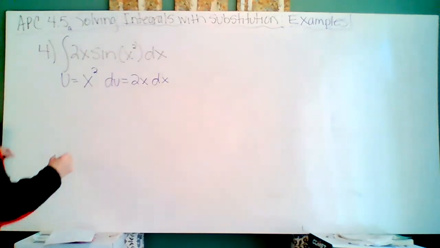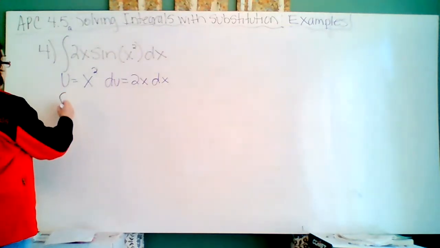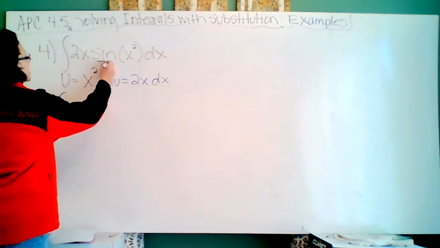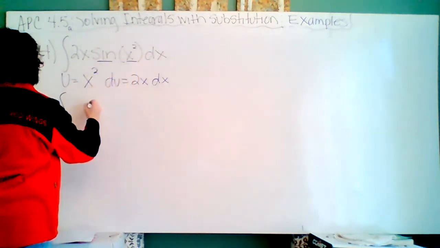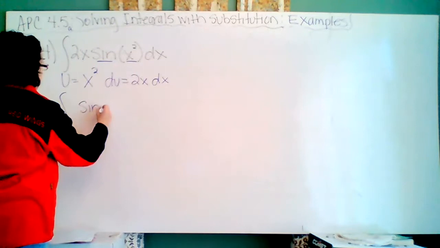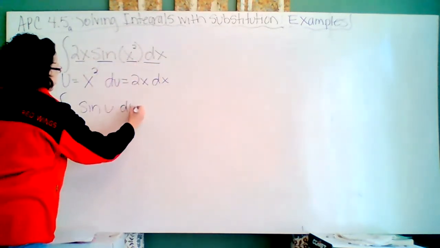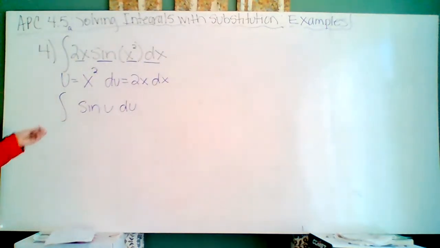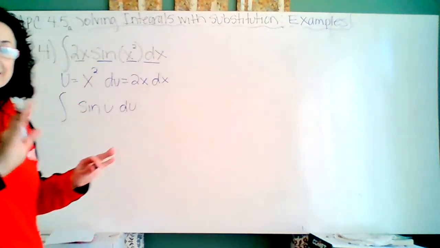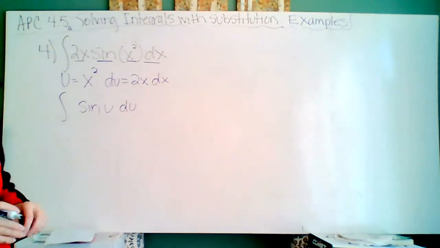I believe I can do a perfect substitution with all u's. Let's try it. So this is going to be sine of u, and the 2x dx I will replace with du. Okay, notice that I tend to underline to make sure that I didn't miss any part of the integrand, that it is in fact a full u substitution.